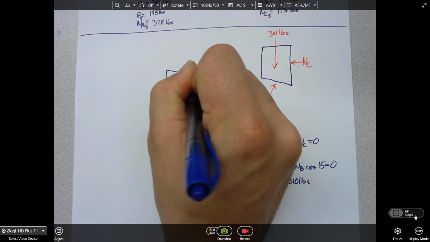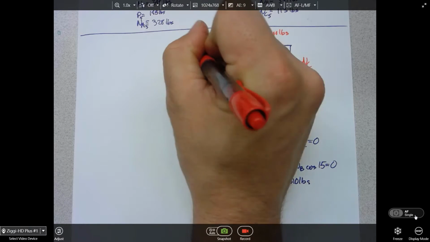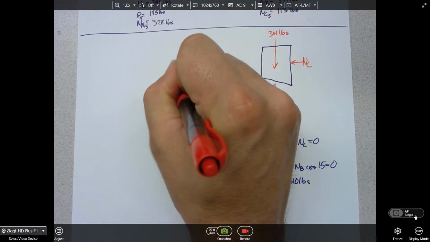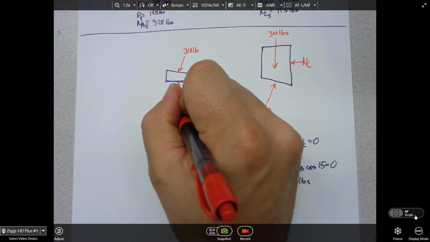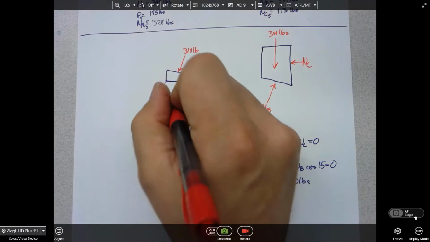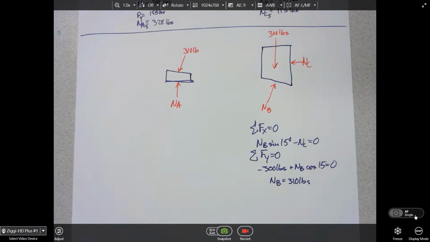So then let's do our wedge. On our wedge, we'll have 310 pounds down like this. We'll have our normal at A. Okay. And let's just say we aren't going to push on it. We're just letting it sit there. Does it just sit there?